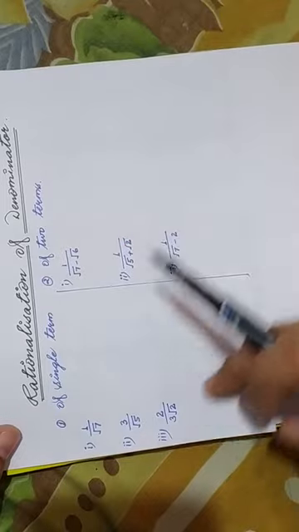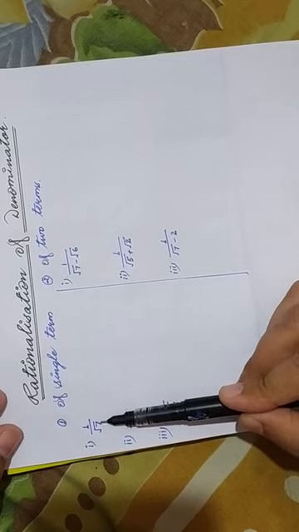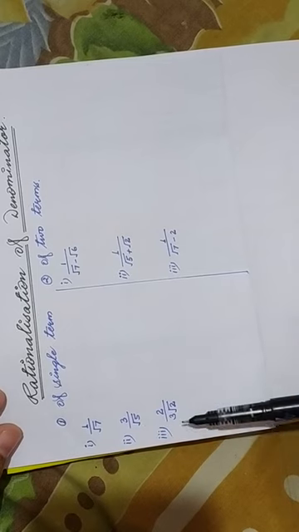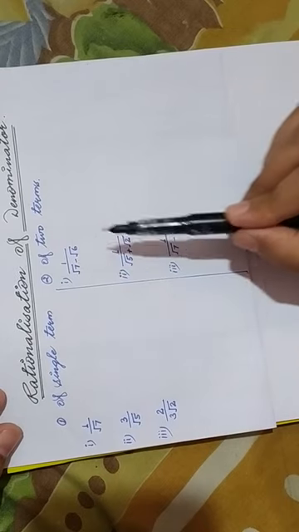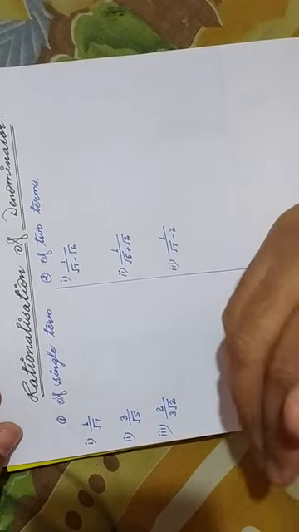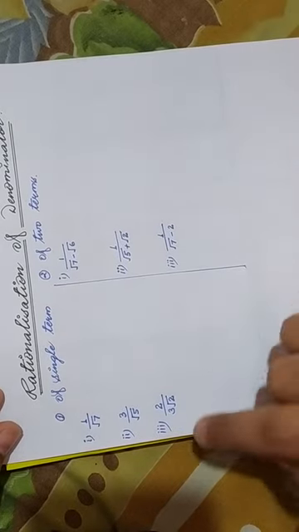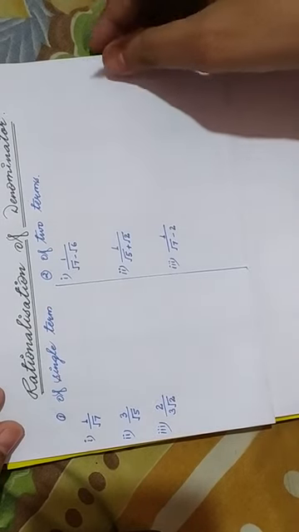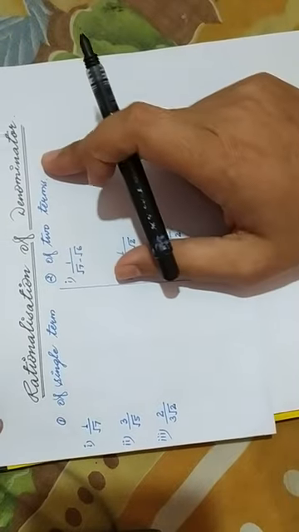If we see all these fractions one by one, in the first one, the denominator is an irrational number. Here also irrational. This is an irrational number. Root 7 minus root 6, irrational, irrational, irrational. All the denominators are irrational here. Converting these irrational denominators into rational ones is called the rationalization of denominator.